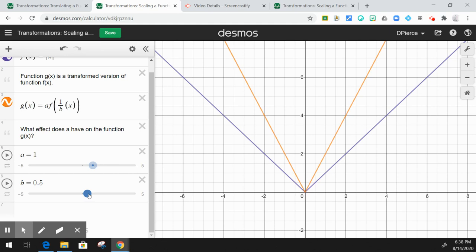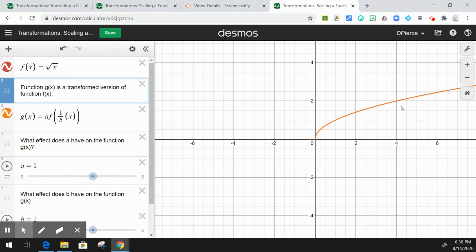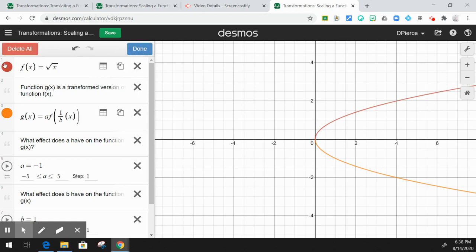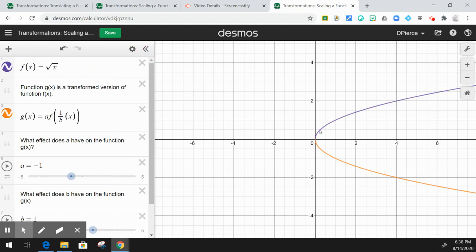All right, now put this back at 1, and we're going to look at the reflections. So for the reflection, I have a square root function here. For your a value, instead of it being positive 1, if I make it negative 1, you can see that, again, I'm going to change this to purple. Parent should be purple. Okay, so the parent function is the purple one, and our transformed function is the orange one. And you can see that these points basically flipped over the x-axis. But it's the y coordinates that are changing.